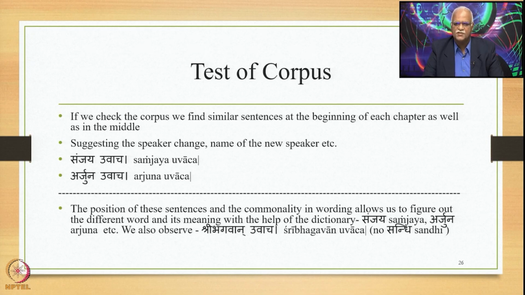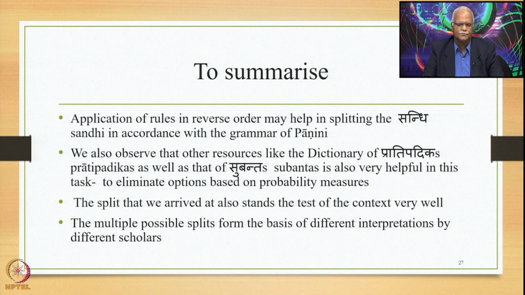The position of these sentences and the commonality in wording allows us to figure out the different words and their meaning with the help of the dictionary. Sanjaya, for example, Arjuna for another example. We also observe that there is a sentence Shri Bhagavan Uvacha. However, there is no sandhi over here. This is how we split sandhi in cases of this kind.